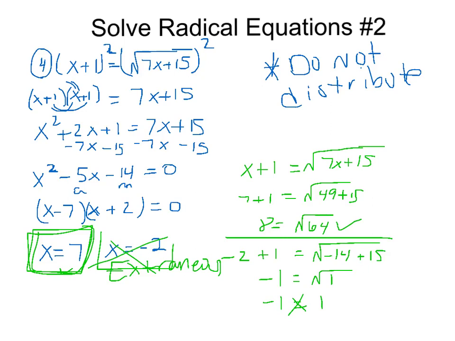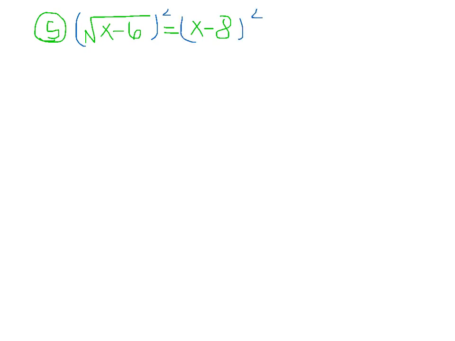So let's do one more example here. The last example we're going to look at is example 5. This is the square root of x minus 6 equals x minus 8. So again, we already have that square root isolated. It's there by itself. So to get rid of that square root, we're going to square both sides. When we square both sides, we end up with x minus 6 is equal to x minus 8 times x minus 8. So we want to FOIL it out.